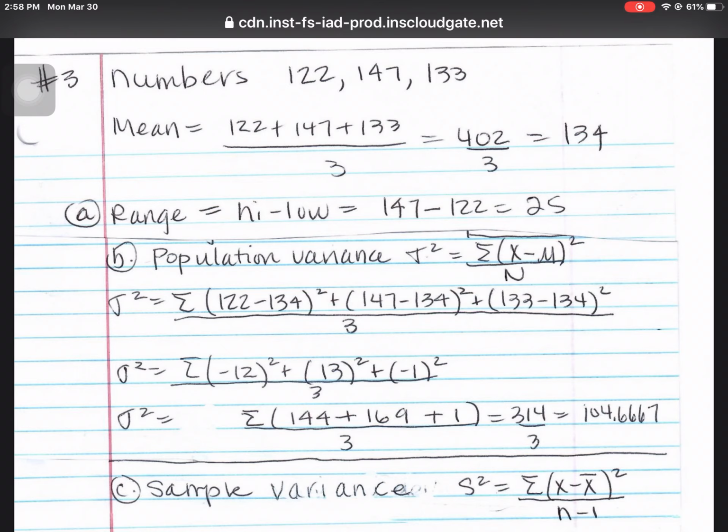The range, take the high minus low, the biggest minus the smallest. Be careful to look through the numbers because they're not in order. Okay, they're not in order little to big.